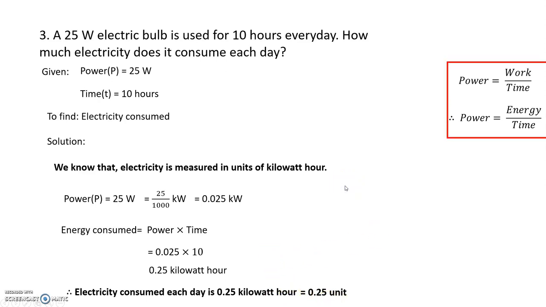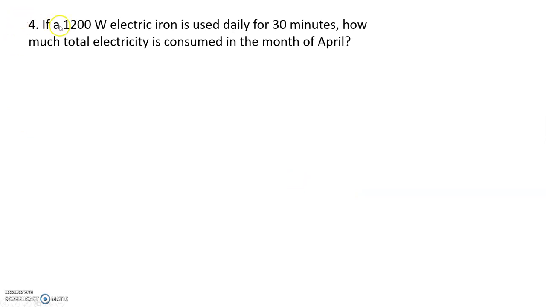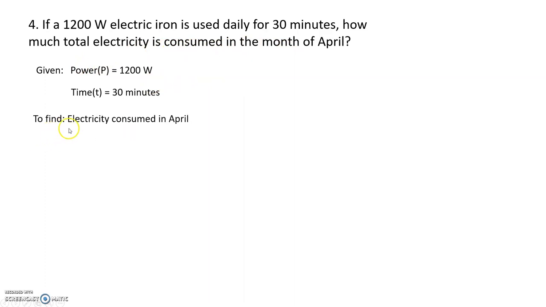Let's do the fourth sum. If a 1200 watt electric iron is used daily for 30 minutes, how much total electricity is consumed in the month of April? So let's write down given: power is 1200 watt, used daily for 30 minutes. That means time is 30 minutes. How much total electricity is consumed in the month of April? So we have to find electricity consumed in April.